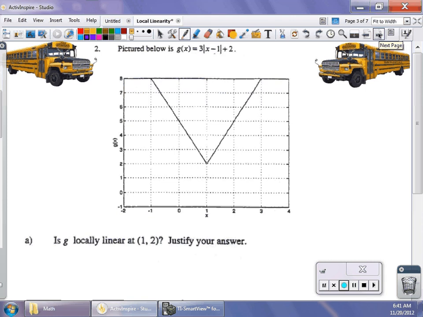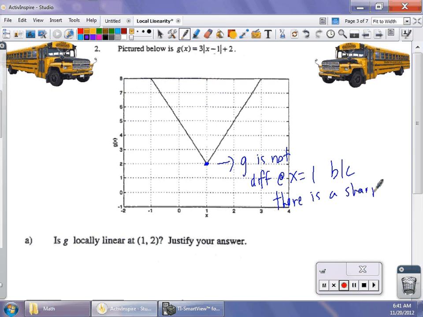All right, problem number 2 is a problem in class that we have looked at before. It's an absolute value function, and when we did this in class, you'll recall, first question: is g, the function that's given here, locally linear at the point (1, 2)? Well, we already know from our class that this function g is not differentiable at x equal to 1 because there is a sharp turn.